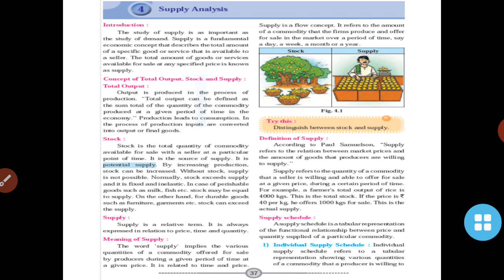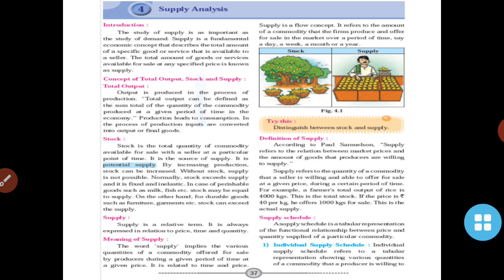So the total amount of goods or services available for sale at a specific price is known as supply. Here the definition is given in short: the total amount of goods which the seller has in his shop or in his godown, or services available for sale at a specific price, is known as supply.